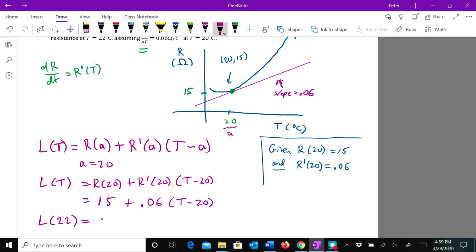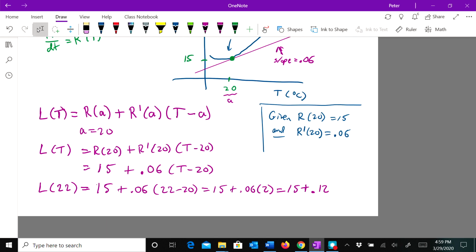So this is going to be 15 plus 0.06 times 22 minus 20. So that equals 15 plus 0.06 times 2, which is 15 plus 0.12, which equals 15.12 ohms. And that symbol for ohms is the Greek capital letter omega, but once again, if you haven't taken electro, you don't need to know that.